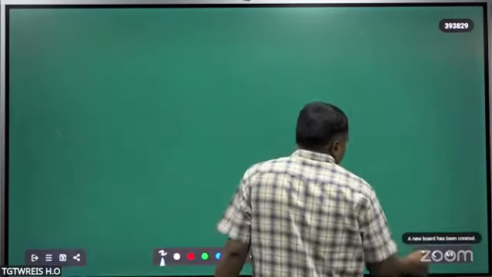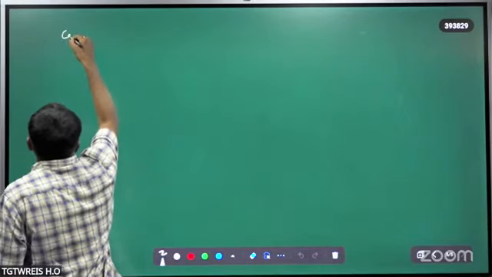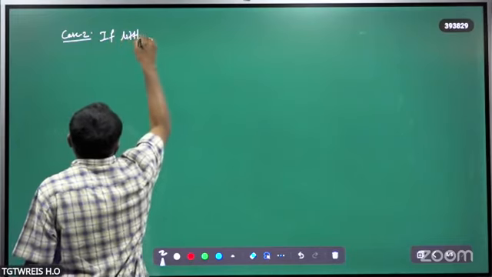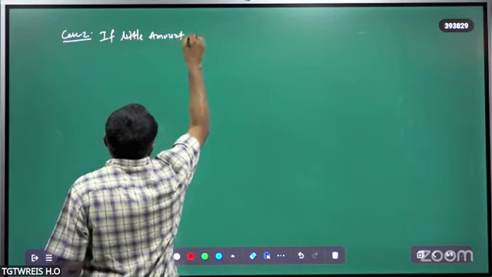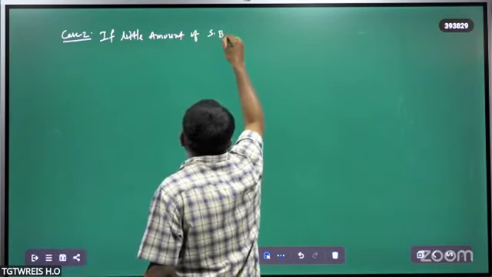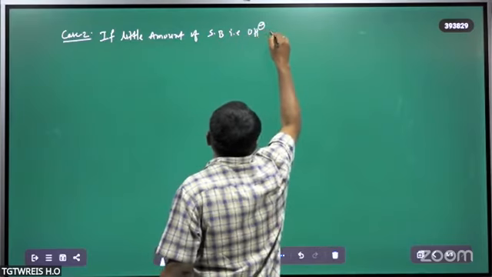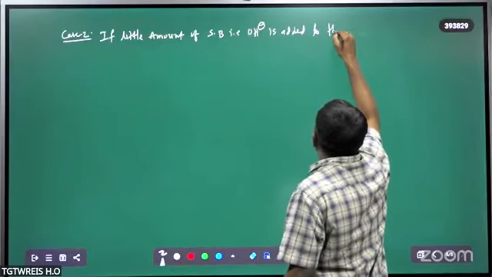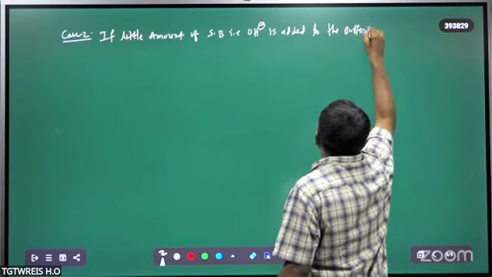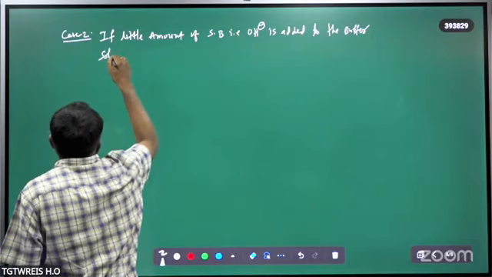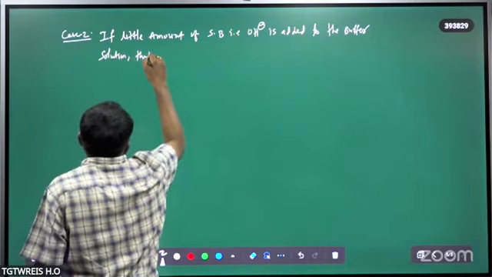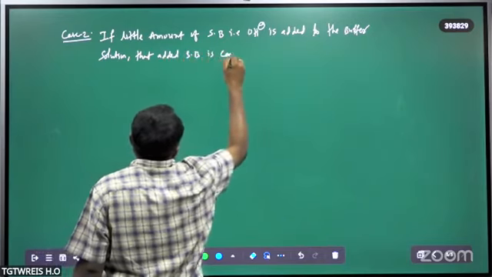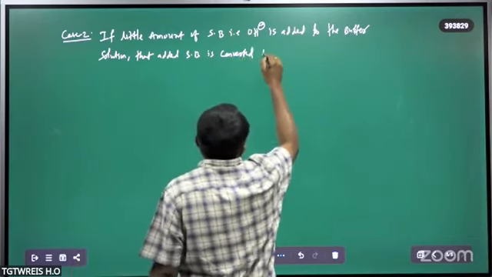Suppose, case 2, if a little amount of strong base, that is OH minus, is added to the buffer solution, that added strong base is converted into water.